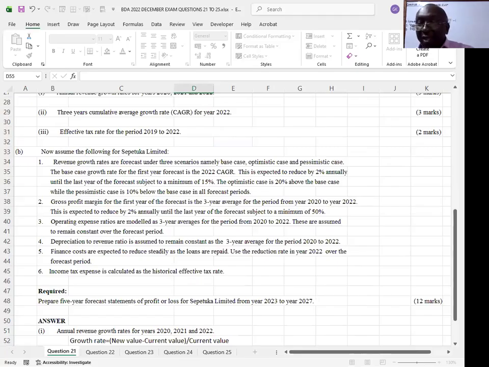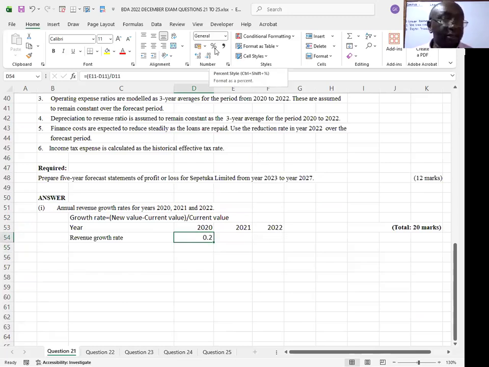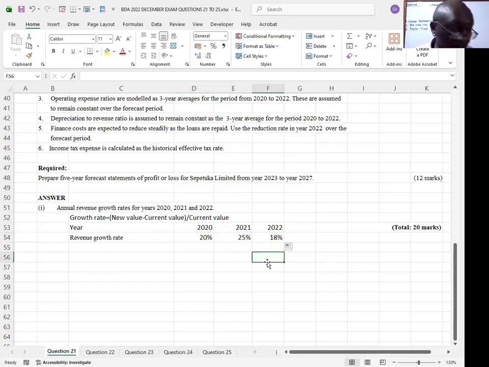So when I press, I get 0.2. Now this 0.2, you can convert it to percentage. So you just click on it here. Then you come here where it is written percent. You click there. And then you can autofill. You can autofill that way. It will work that way for you in that very easy manner.